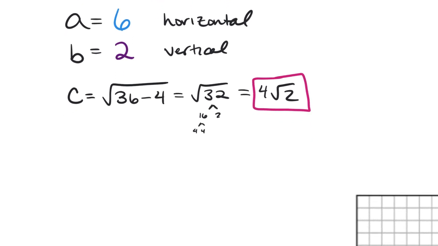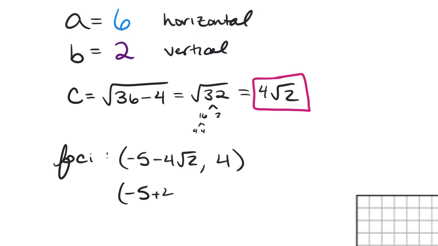Now, we said that this was a horizontal ellipse. So that means that the foci will take the horizontal value from the center and add the c value. So our foci are at -5 minus 4 square root 2, comma 4, and -5 plus 4 square root 2, comma 4. Where'd those pieces come from? Again, thank you for asking. This is the c value. This is the center.